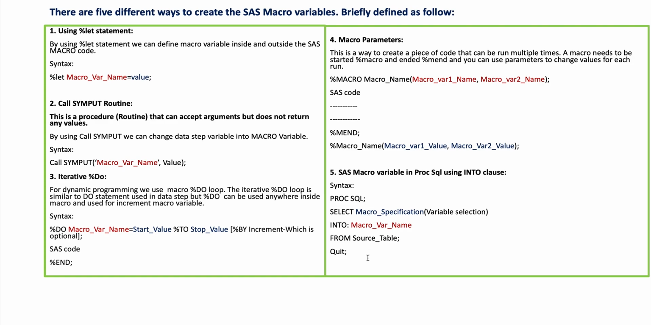In this way, we can create SAS macro variables by using 5 different methods.